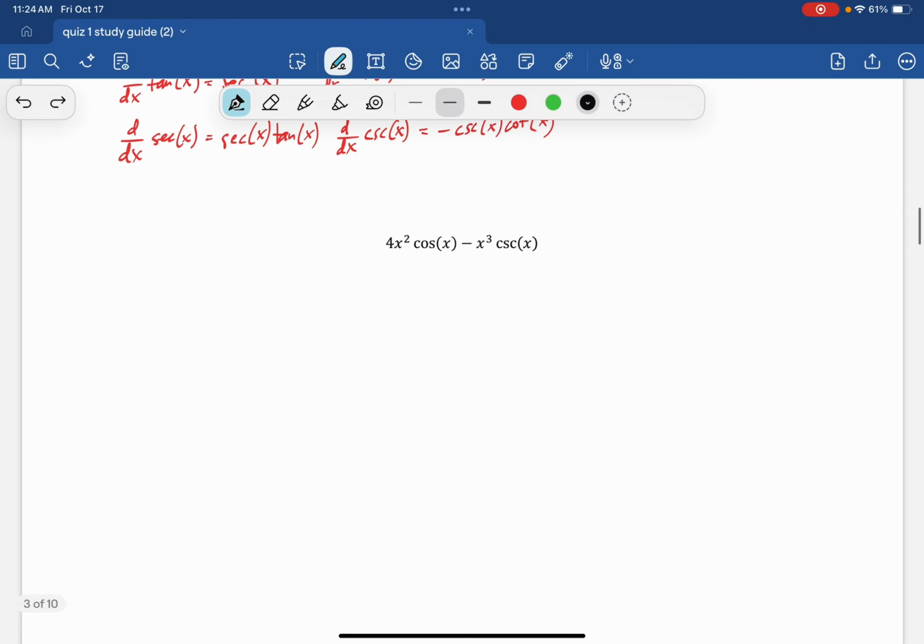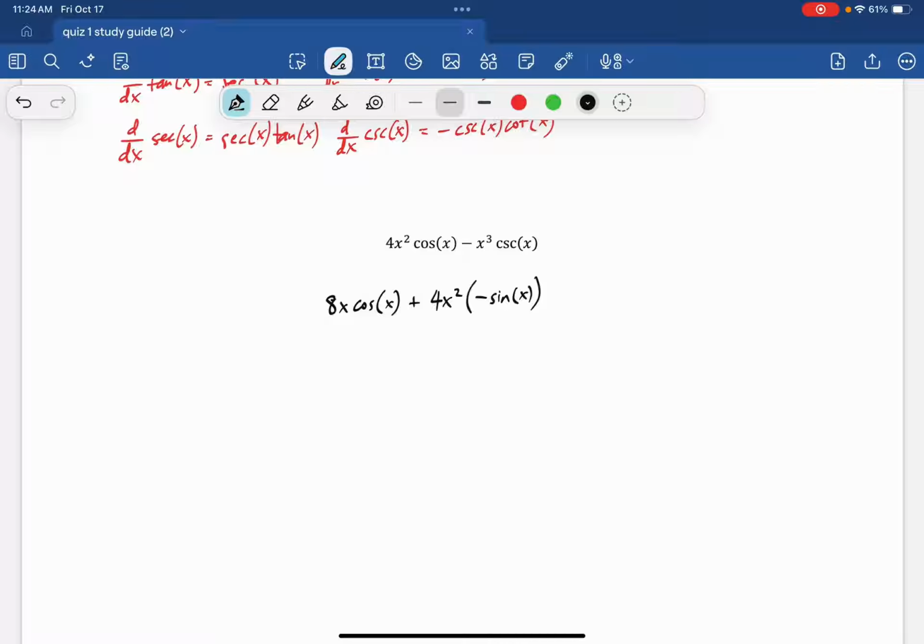Let's do the next one. This is also just an application of product rule, but we have to do it twice because there are two different terms that are being subtracted from one another. So this first term is 4x squared times cosine x. So we're going to take the derivative of 4x squared and then take the derivative of cosine x. So by applying power rule, we have the derivative of the 4x squared is going to be 8x. That's 8x cosine x, right? We took the derivative of the first one and left the second one alone. And then we need to add 4x squared times the derivative of cosine, which is minus sine x.